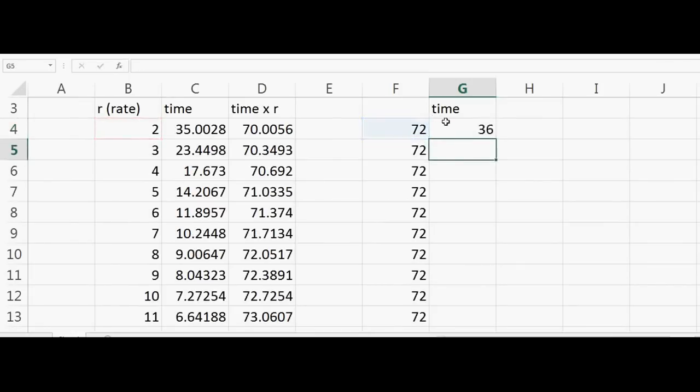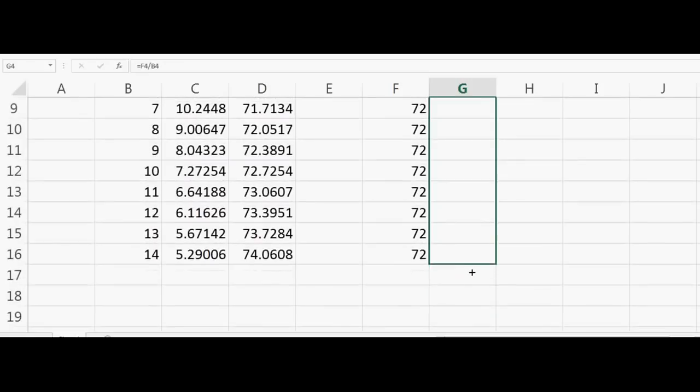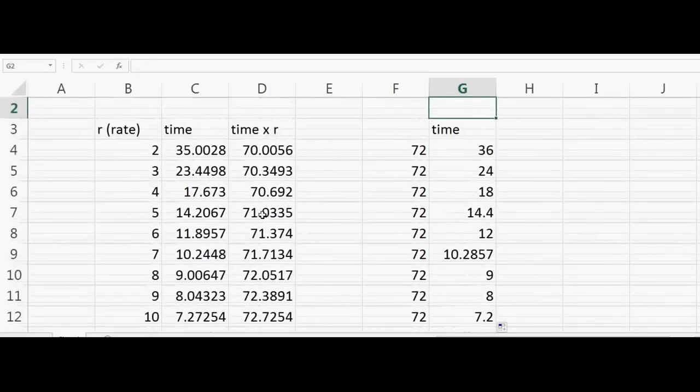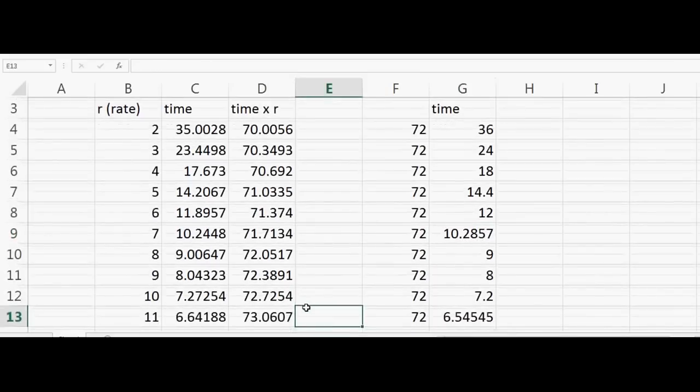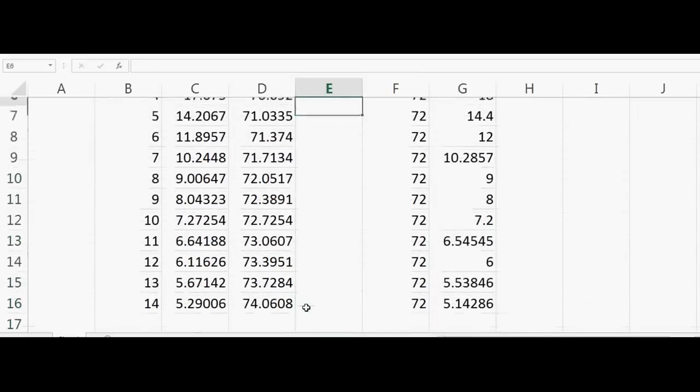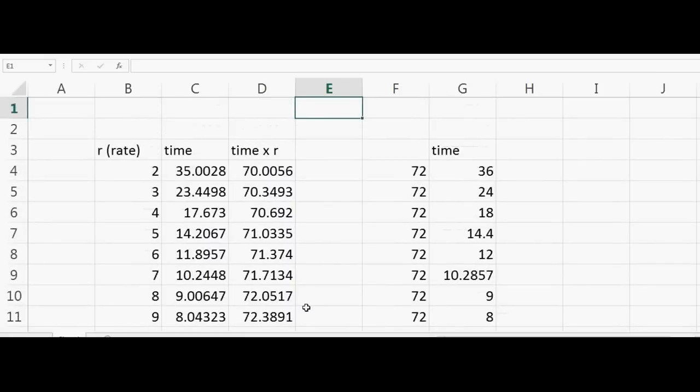So now you can see that I get numbers which are very close to the actual time it should be. Suppose here it is 11.89, but here I get 12. Here it is 10.244, I get 10.28. So this is a good approximation. Instead of doing this complicated calculation, we can just get an approximation using this trick.